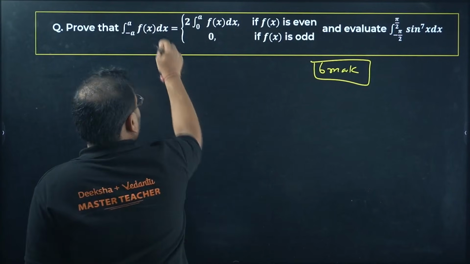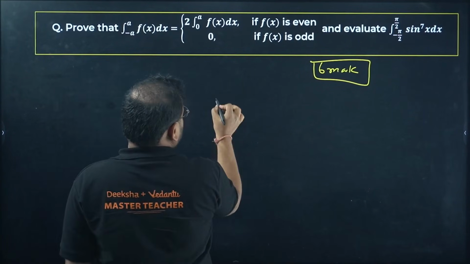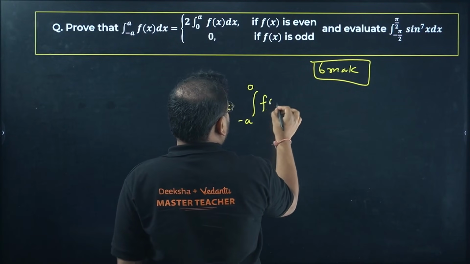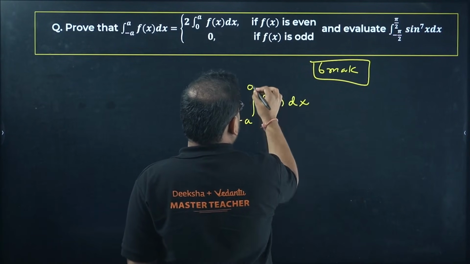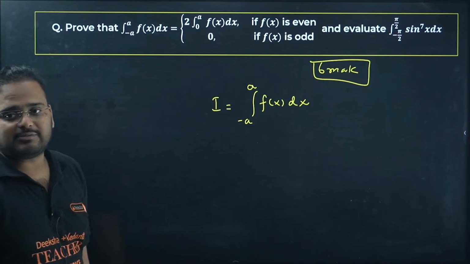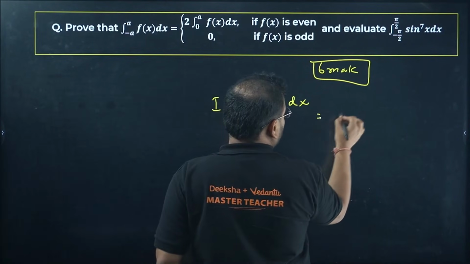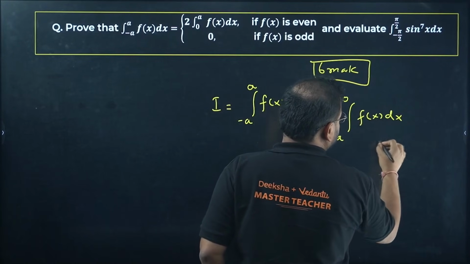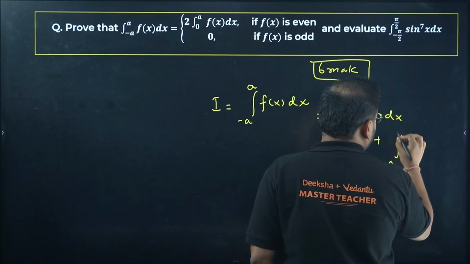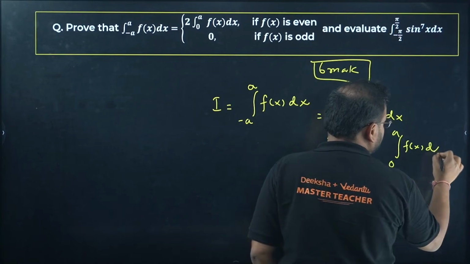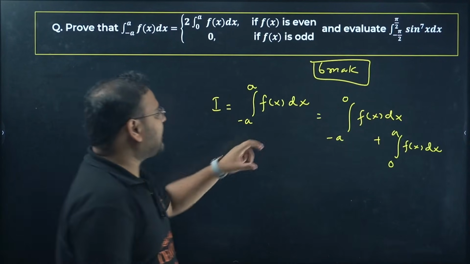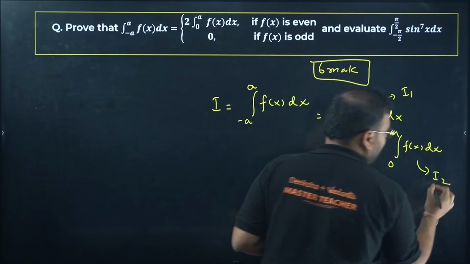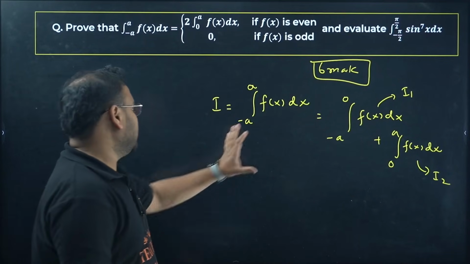Let's start from here. I'll call this integration I. So start from integration I equals integral from minus a to a of f of x dx. I'll write this by expanding it to the integral from minus a to 0 of f of x dx plus the integral from 0 to a of f of x dx. I will call the first part integration I1 and the second integration I2. This much is clear.